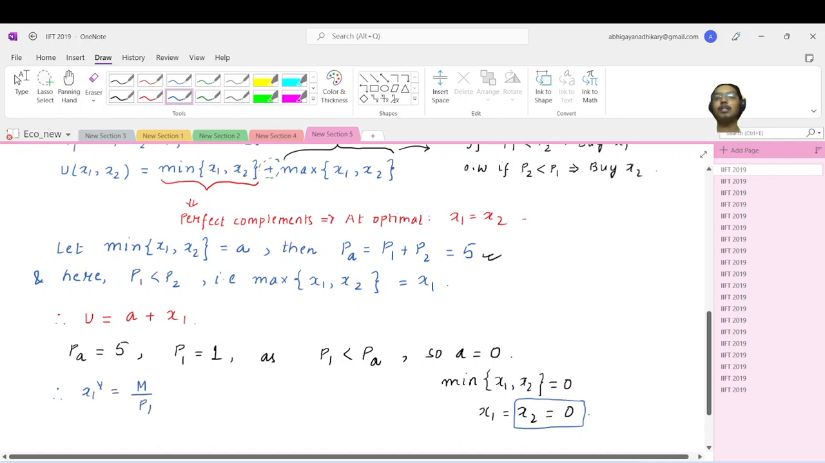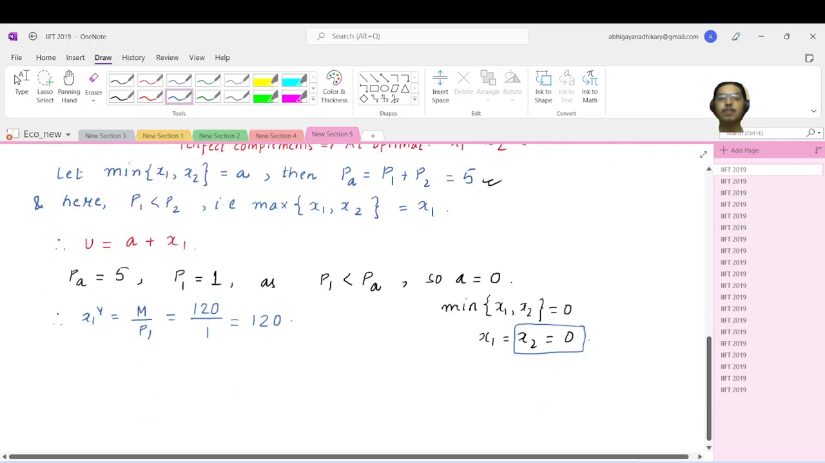He is not buying anything of x2, so he will only purchase x1. So given his money income, which is m, what is the maximum amount of x1 that he can purchase? It is m by p1. So your m is 120, p1 is 1. So x1 star is 120.